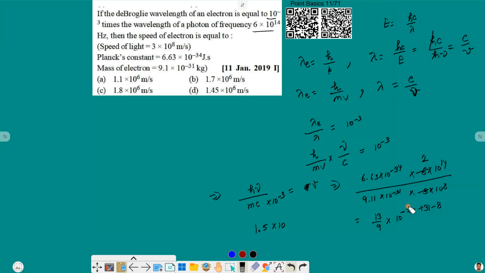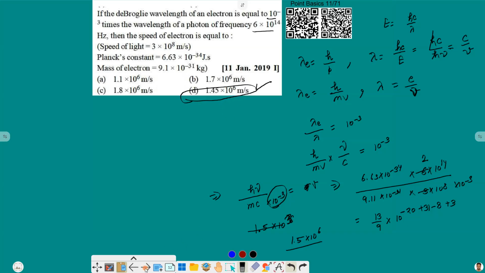into 10 raised to power minus 28 plus 3, that will give us... oh sorry, I think I am missing plus 3 somewhere here. Yeah, I forgot this 10 raised to power minus 3 term, so this will be minus 3 here, so this will get plus 3 here, and this will be 1.5 into 10 raised to power 6. So that matches with option D here. So option D will be the right answer.